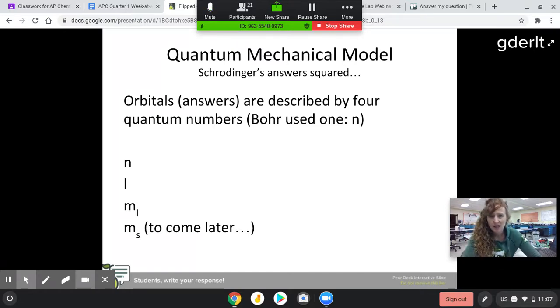Okay, and this orbital is a solution from an equation. What is the equation that this orbital is the solution for? Anyone?